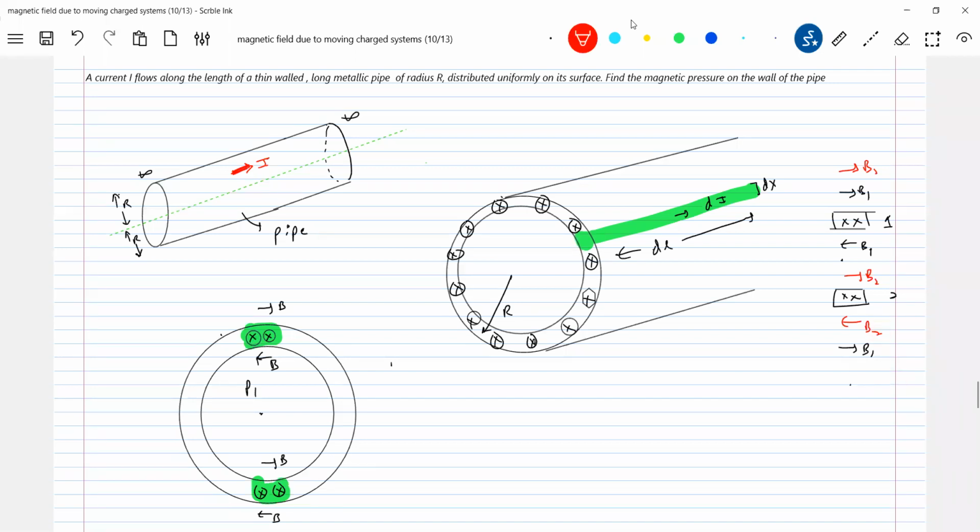What should be the field between the plates? It will be zero. The field external to the plates, like here at this point, will get added up.